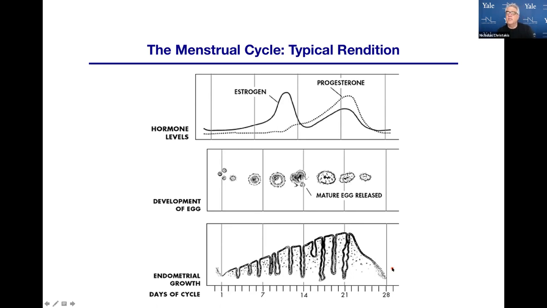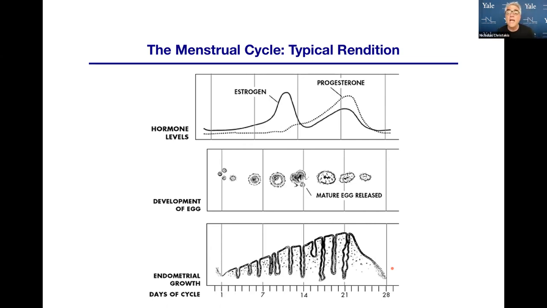So the endometrium proliferates initially under the influence of estrogen. And once ovulation occurs, the ovary then starts to produce progesterone, which changes the proliferative pattern of the endometrium to a more secretory lining. And in time, the secretory lining provides a hospitable environment to one or more fertilized eggs.